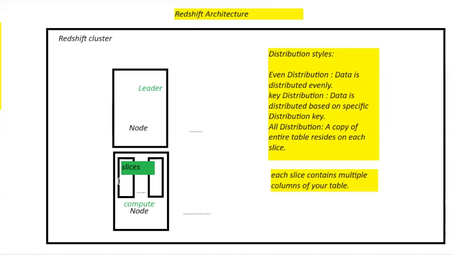How will your data be stored? In column format. Does each slice contain only one column? No, it contains multiple columns of your table. Like this, your data is stored in the Redshift cluster.